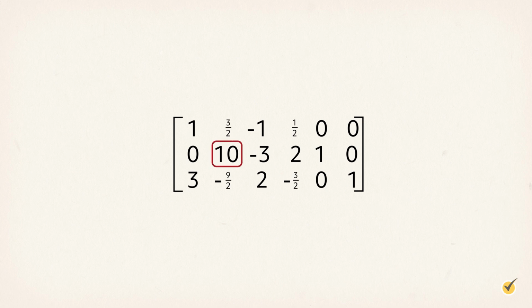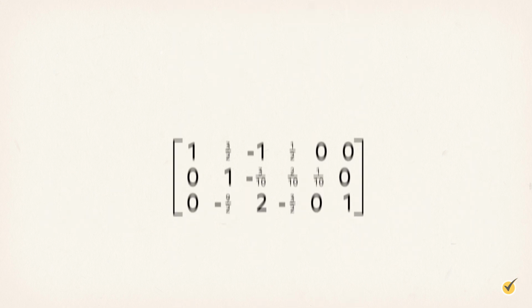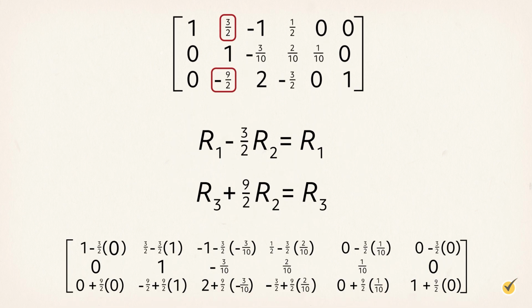Now we need to make the 10 in column 2 into a 1. 1/10 R2 equals R2. The rest of the entries in column 2 need to be 0. So R1 minus 3/2 R2 equals R1. R3 plus 9/2 R2 equals R3.